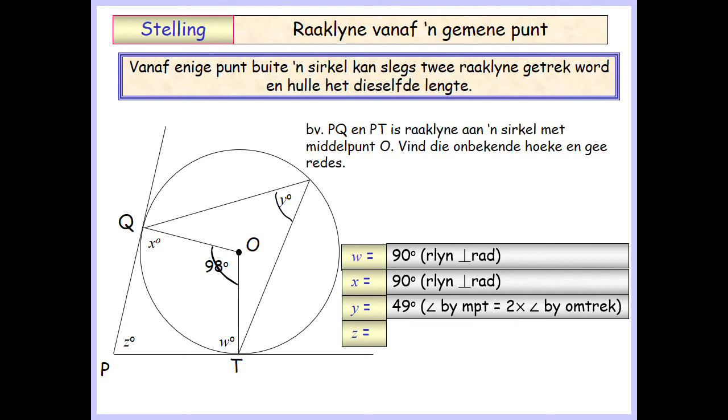Okay. How will we calculate the size of Z? Yes. Be careful. Z is not a cyclic quad. You can't use cyclic quad. Lê die hoek P op 'n sirkelrand? No. So you can't say PQOT is a cyclic quad, because there is not a circle drawn there.